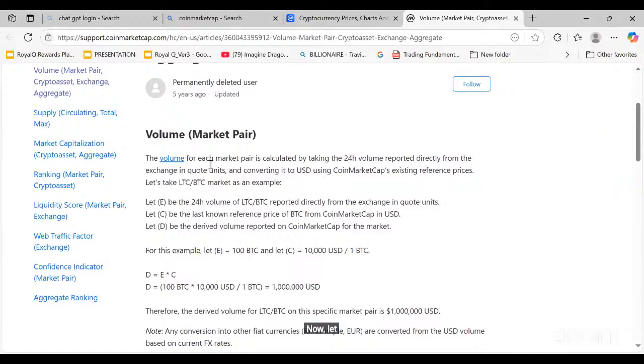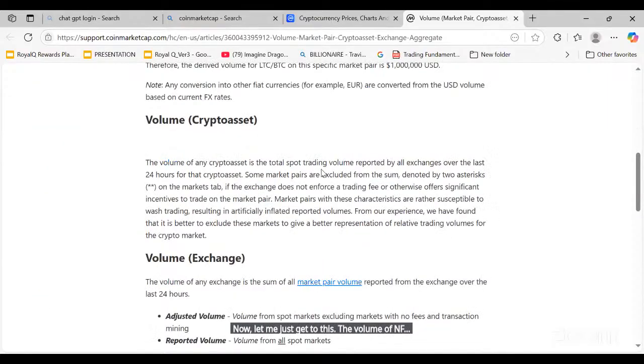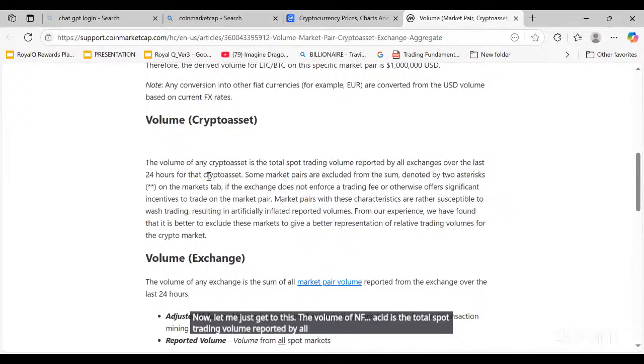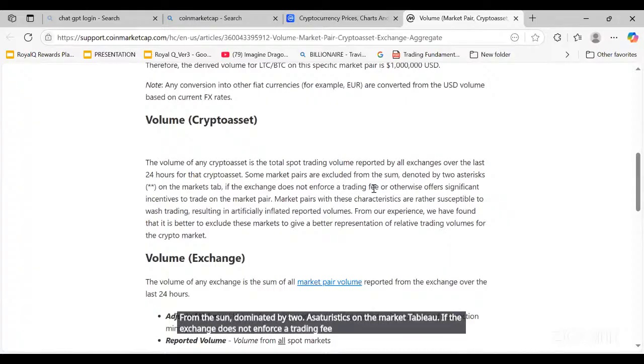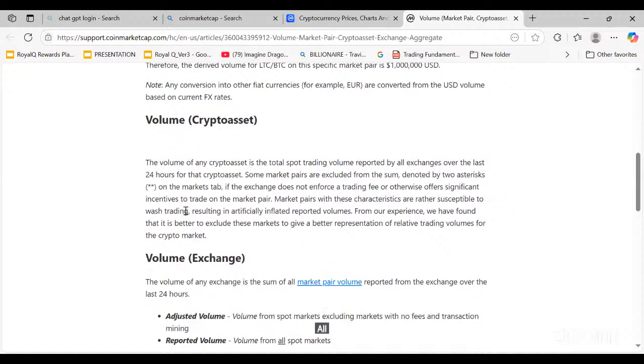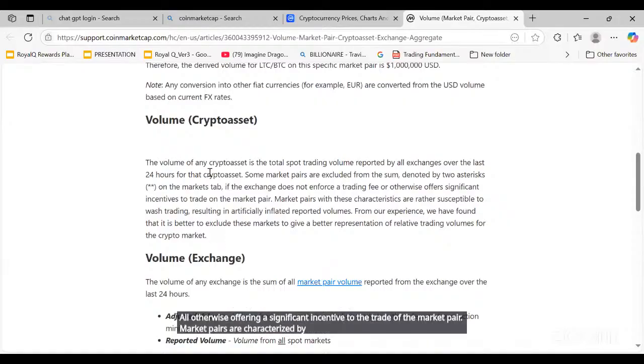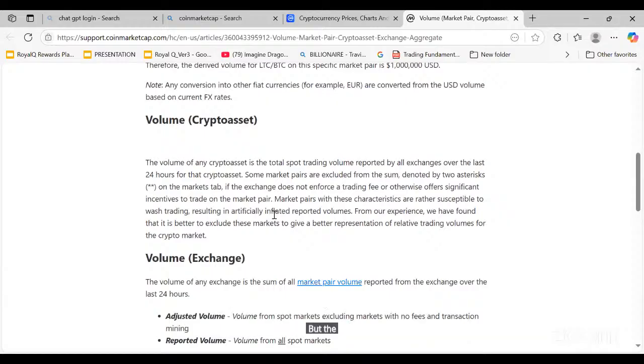Now let me just get to this. The volume of any crypto asset is the total spot trading volume reported by all exchanges over the last 24 hours for that asset. Pay close attention here. Some market pairs are excluded from the sum, for example if the exchange does not enforce a trading fee, or otherwise offers a significant incentive to trade the market pair.